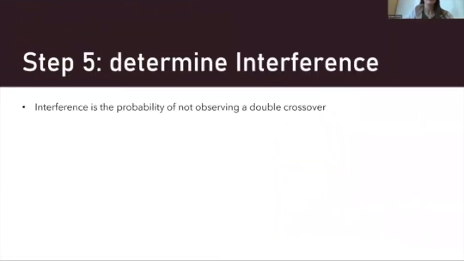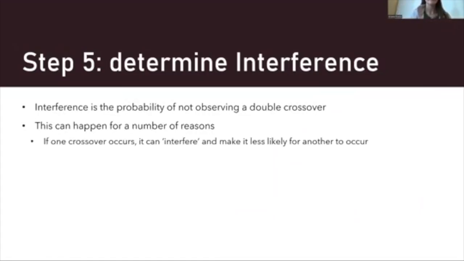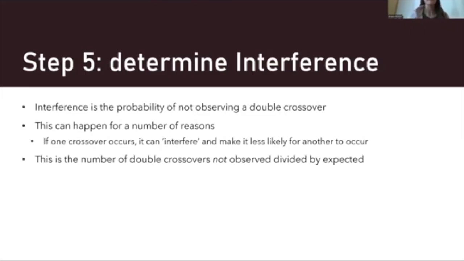And interference is the probability of not observing a double crossover, so it's the opposite of that coefficient of coincidence value. And it can happen for a number of different reasons. For example, if one crossover occurs, it can interfere and make it less likely for another to occur. Just think about how much work that is to do a crossover. If they do it once, they don't really want to do it again. That's a lot of work. So having a double crossover just isn't as likely. Different things can happen to interfere.